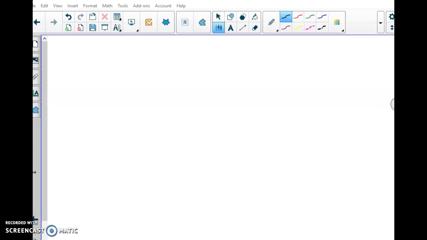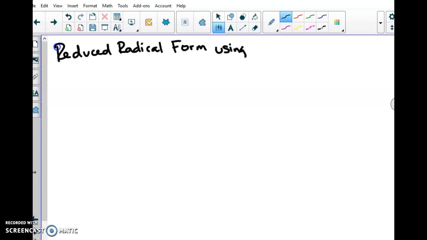We're going to be looking at reduced radical form, and this is using the properties. So a little refresher on the exponent properties.